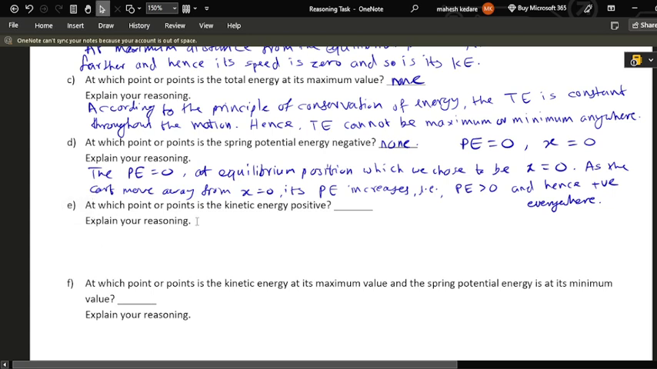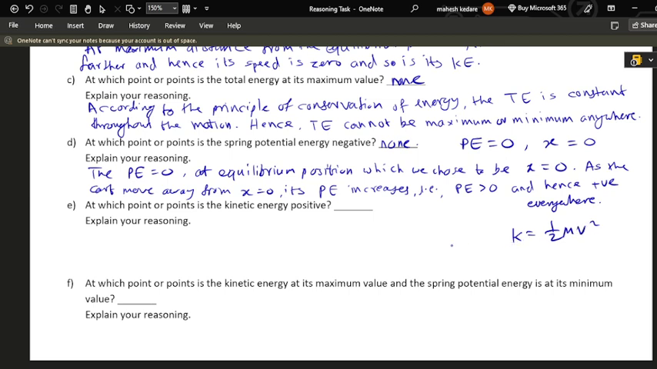Question E. At which point or points is the kinetic energy positive? Kinetic energy is always positive. It can never be negative because kinetic energy involves the square of the velocity. So the square is always positive. Kinetic energy also involves mass. Mass is always positive. So kinetic energy is always positive. It cannot be negative. If you make kinetic energy negative, it would mean that while mass is positive, v square must be negative, and v square can never be negative. Kinetic energy is equal to half m v squared.